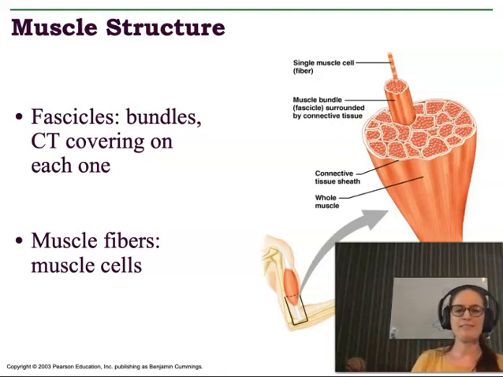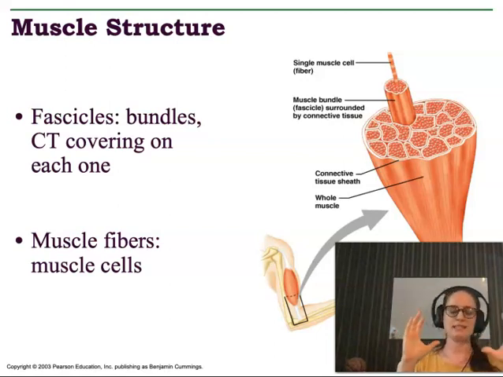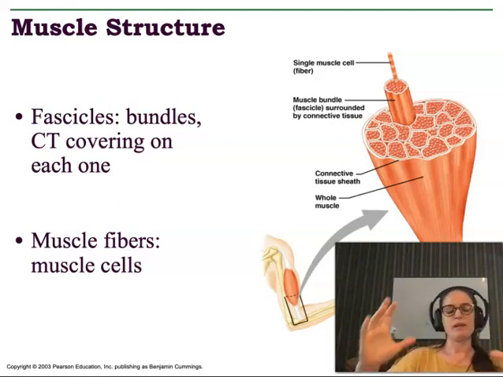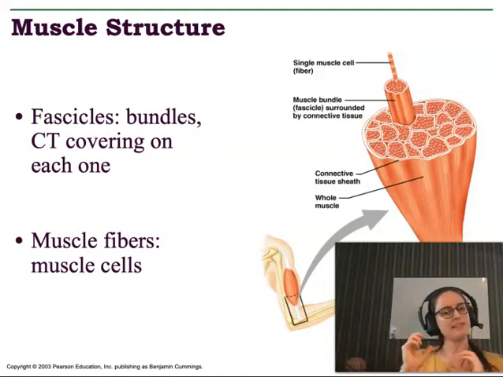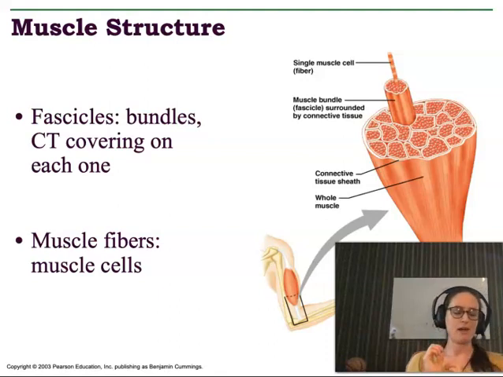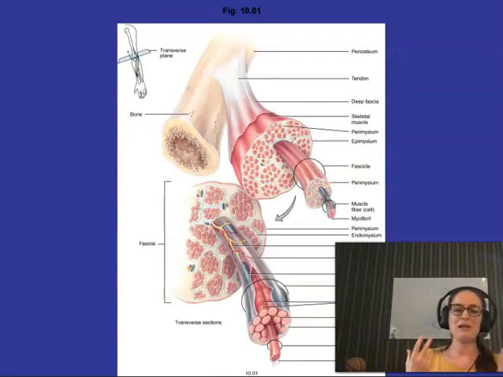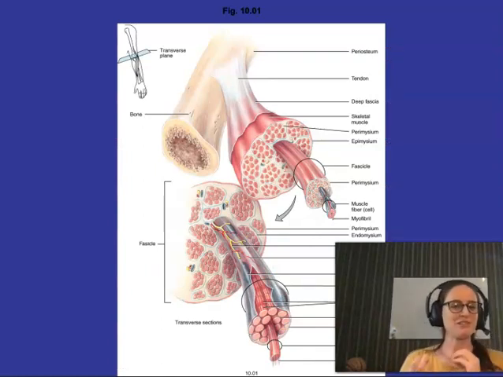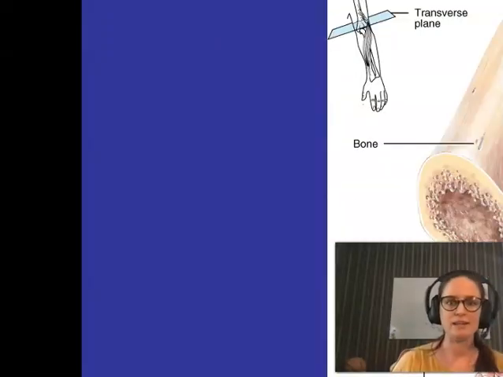So what you have is the muscle itself, and your muscle itself is going to be made up of muscle fascicles, and each muscle fascicle is going to be made up of several muscle fibers, and each muscle fiber is going to be made up of several myofibrils, muscle fibrils. So the prefix myo means muscle, and that means we're going to be seeing that quite a lot today.